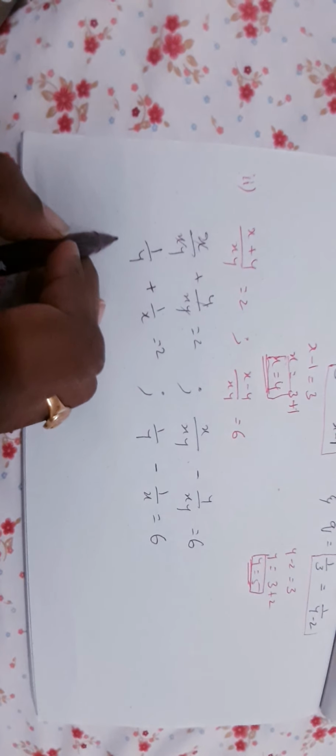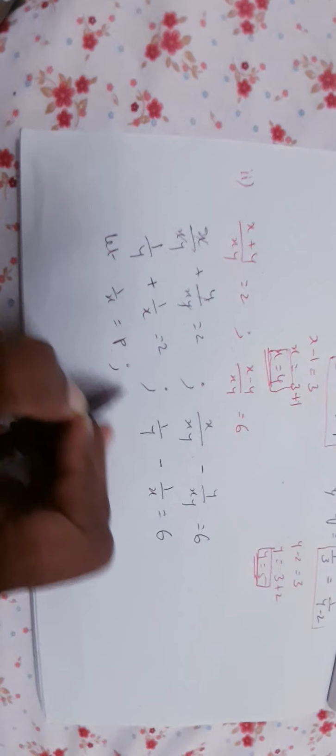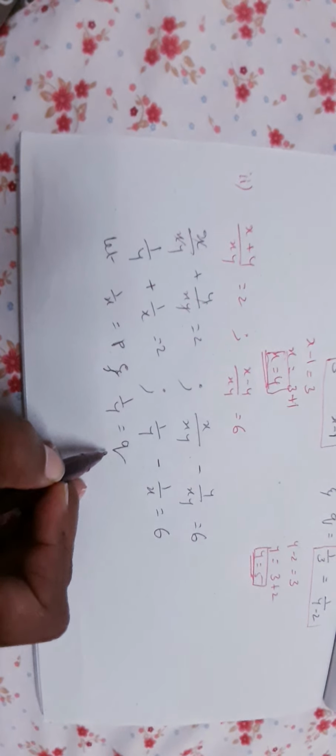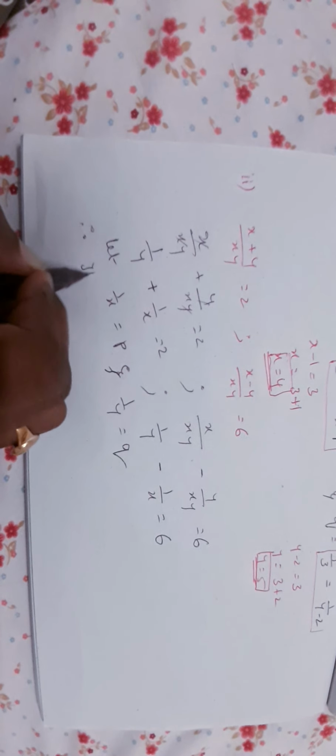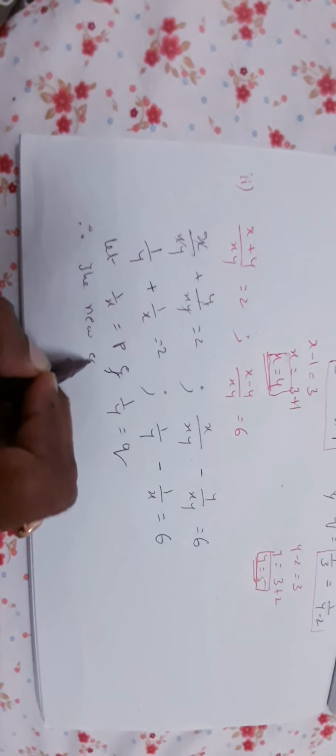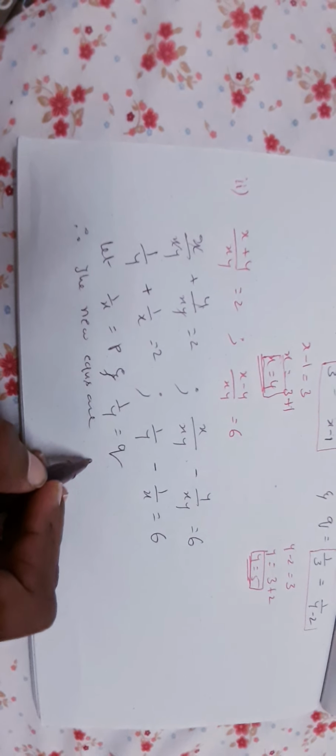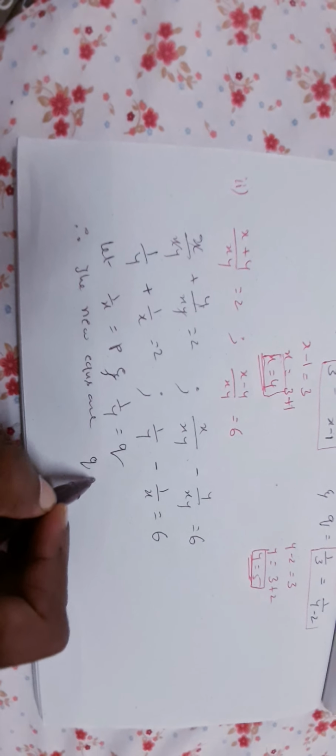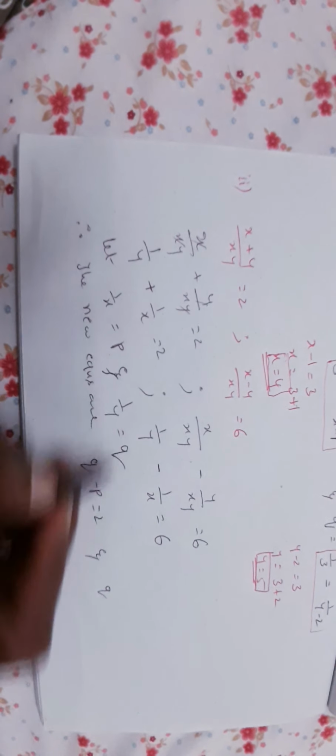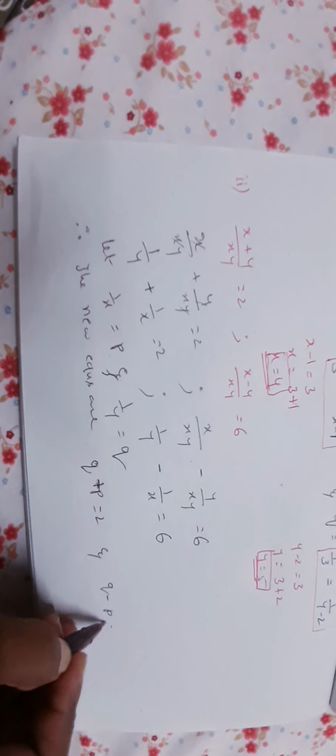So how to reduce, right? Let 1 by x is equal to something like p. 1 by y is equal to q. Therefore, what are the equations? Therefore, the new equations, or the equations with new variables, right? The new equations are, so first one, 1 by x is p, right? 1 by y is q. Q plus p is equal to 2. And q minus p is equal to 6.